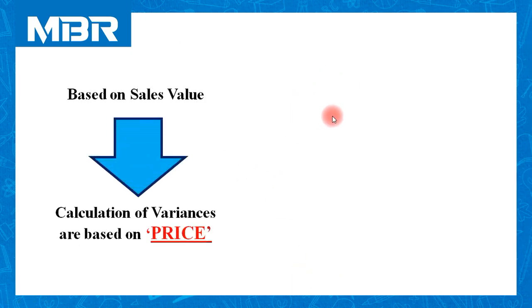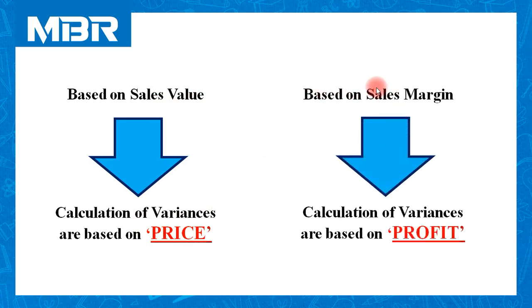Now, try to understand the difference in the calculation. When we calculated all 5 variances based on sales value, our entire calculation was based on the element price. But when we calculate all 5 variances based on margin, our important variable is profit. So instead of price, now we will be using profit for the calculation of sales margin variances.